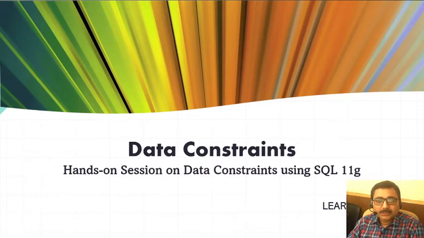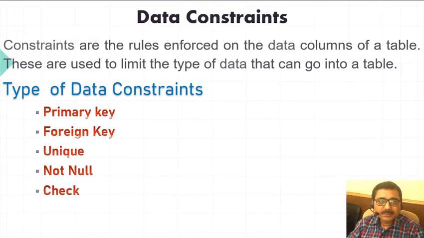Today I have taken a new topic, that is data constraints in Oracle 11G. So what is data constraints? We'll see. Constraints are rules enforced on data columns of a table. These are used to limit the type of data that can go into a table. It's clear, constraints are nothing but a set of rules which identifies which data is allowed and which is not.